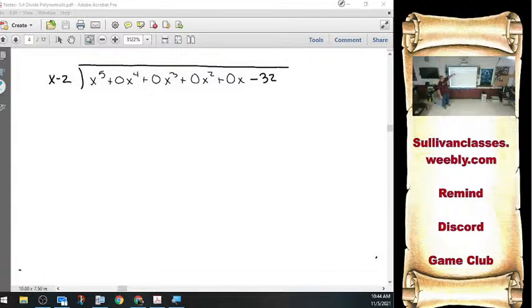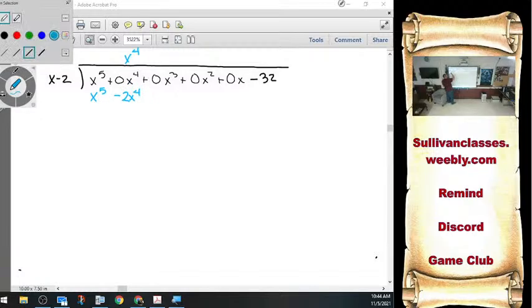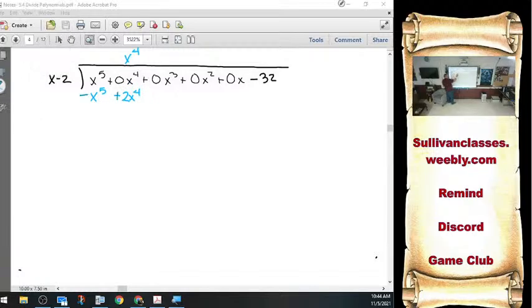What is x to the fifth divided by x? x to the fourth times the stuff: x to the fifth and a negative 2x to the fourth. But then I change my signs, getting 2x to the fourth, drop it.